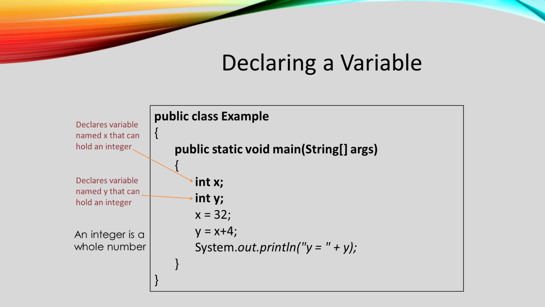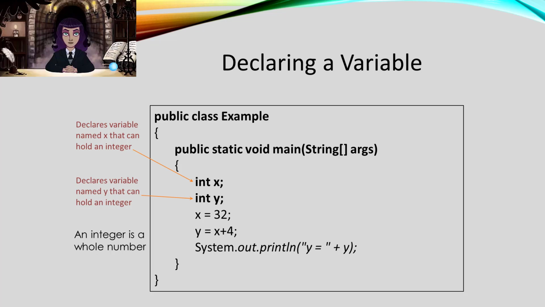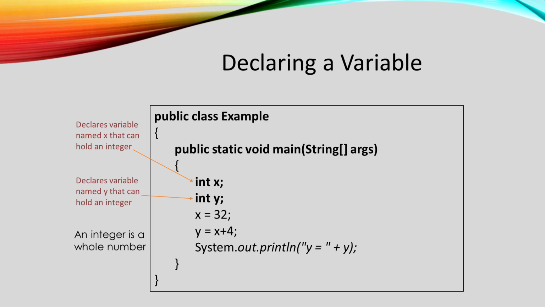In our example code, we can see declarations of 2 variables named x and y. Both variables are declared to hold integers. Integers are just whole numbers. 42, 0, negative 100, anything that doesn't have a fractional part. Int is a keyword that the compiler knows means that we are declaring a variable that will hold an integer.